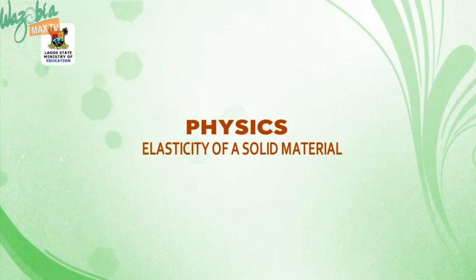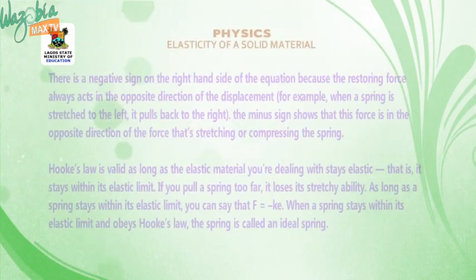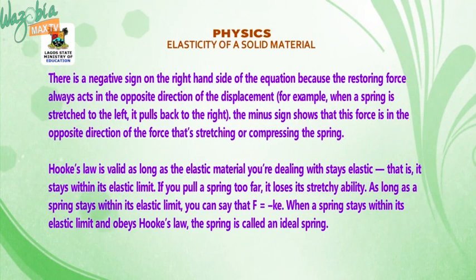Welcome back. We are looking at Hooke's law. The equation of Hooke's law is F equals minus kE, where k is the stiffness or spring constant, and E is the extension. There is a negative sign on the right-hand side of the equation because the resulting force always acts in the opposite direction of the displacement. For example, when a spring is stretched to the left, it pulls back to the right.